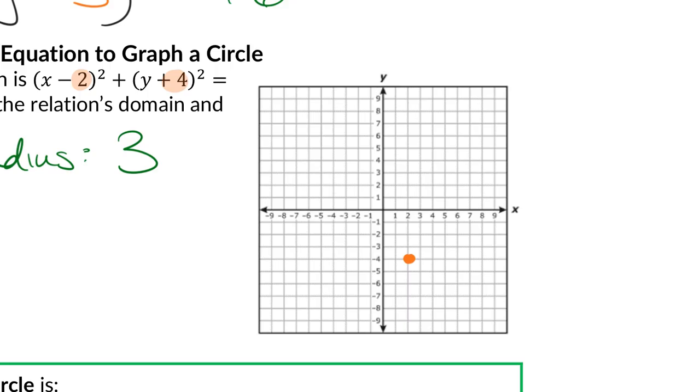How many spaces am I moving up, down, left, and right from the center? 3. So 1, 2, 3. 3 spaces away from the center, up, down, left, and right.